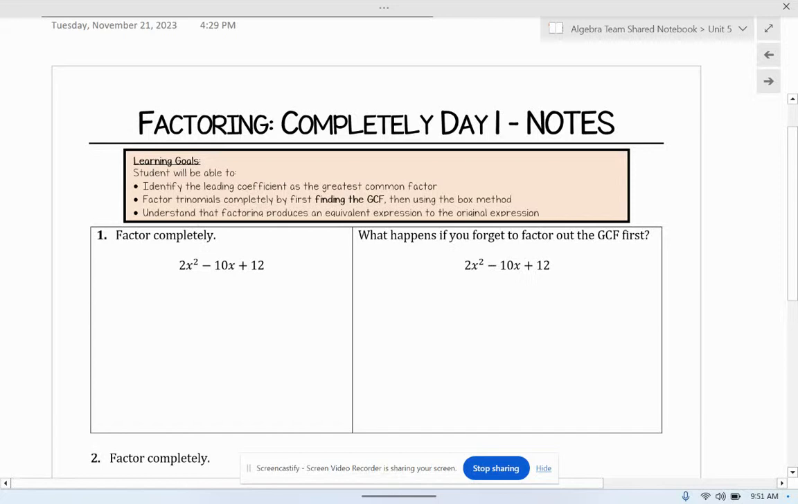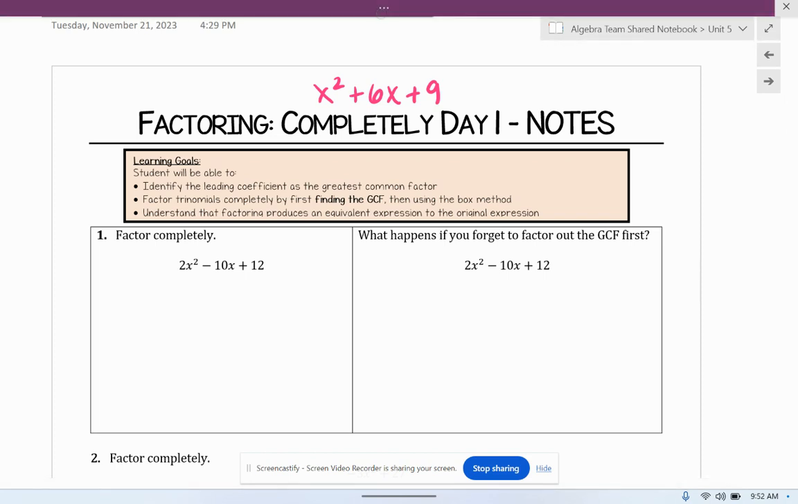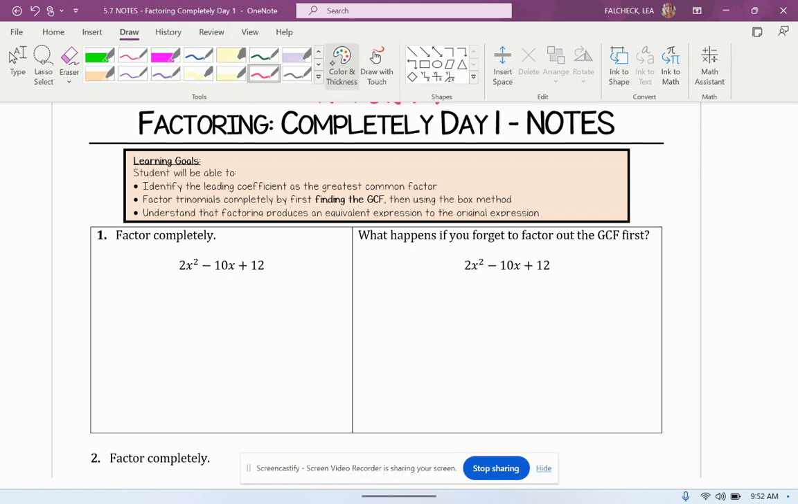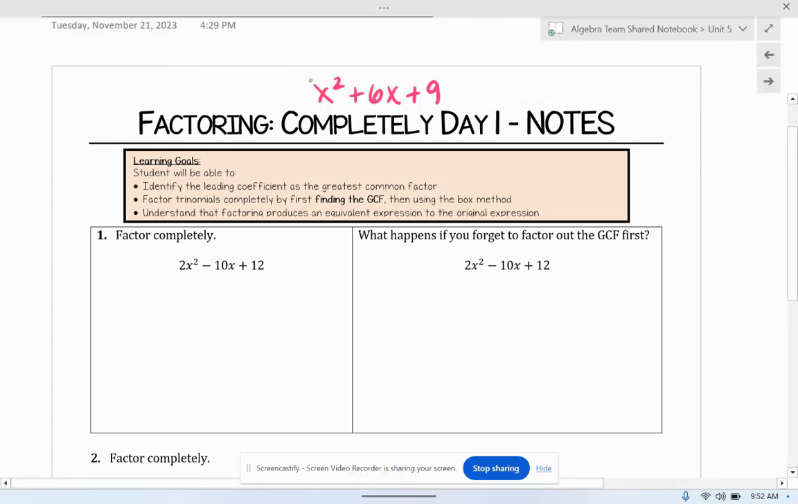Hi. So you guys already know how to factor stuff that looks like this, right? I have x squared plus 6x plus 9. You're really good at factoring stuff like that. But today, I'm going to tell you what to do when you have something out front.